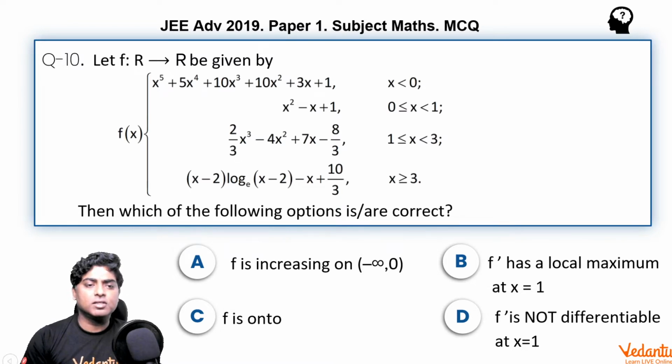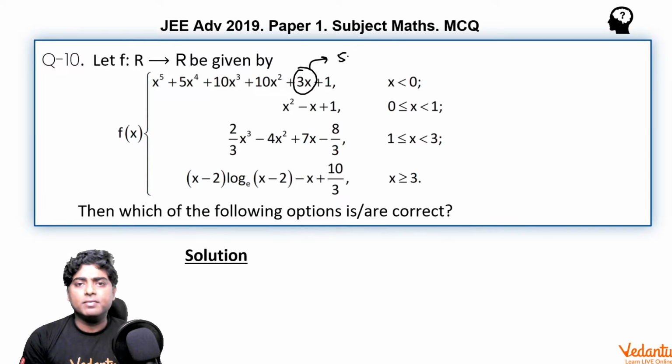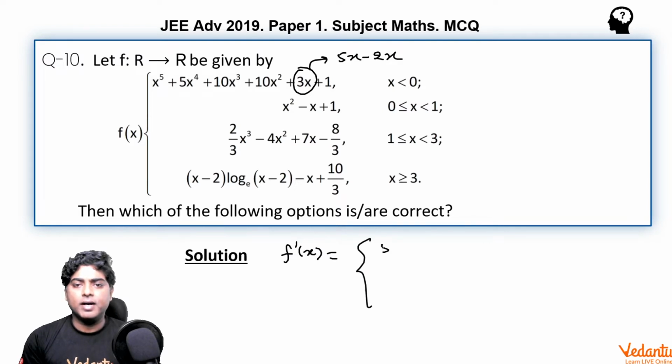Okay, the question looks lengthy, but I'll try to make it easy for you. Let's see. So f(x) is this. If you write 3x as 5x minus 2x, and by taking 5x, f dash can be written as, because it is (x plus 1) whole raised to the power 5 minus 2x, the derivative is 5 into (x plus 1) whole raised to the power 4 minus 2, for x less than 0.